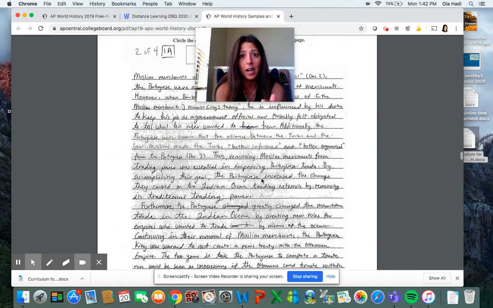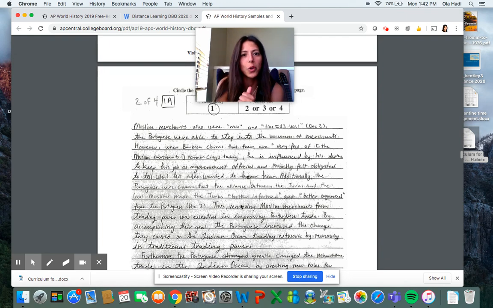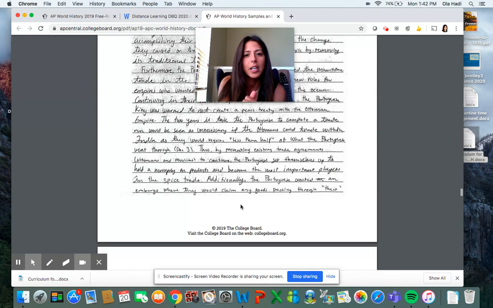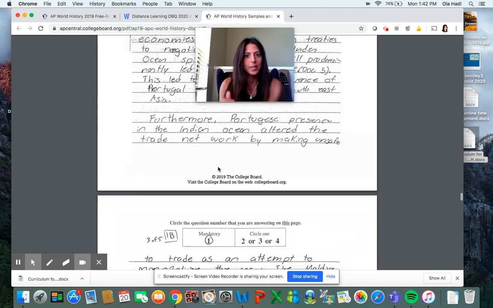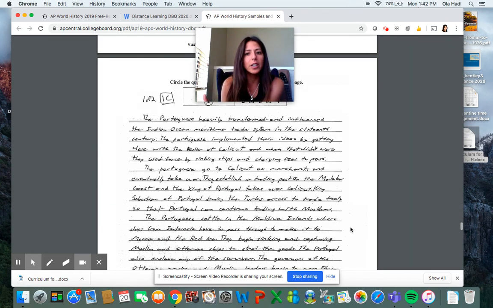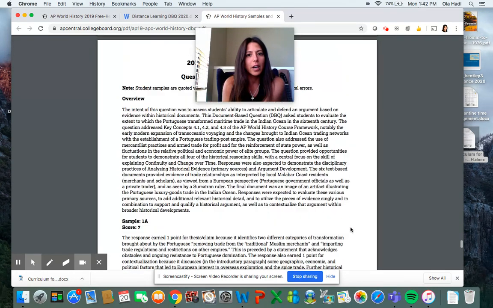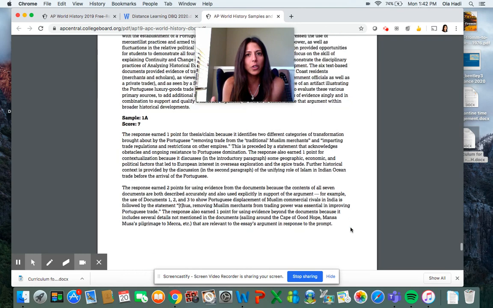And this, it is not that you have to copy this method, but it gives you an idea of how you could do your own. And at the very bottom of this, it'll tell you how that student got the points, how many points they got and how they got the points. And it's a really nice thing to do before you start thinking of your own thesis. Right now, you're not having to do it on the spot, so why not look at what somebody else said? It'll give you the score for sample 1A and why it got the score that it did.